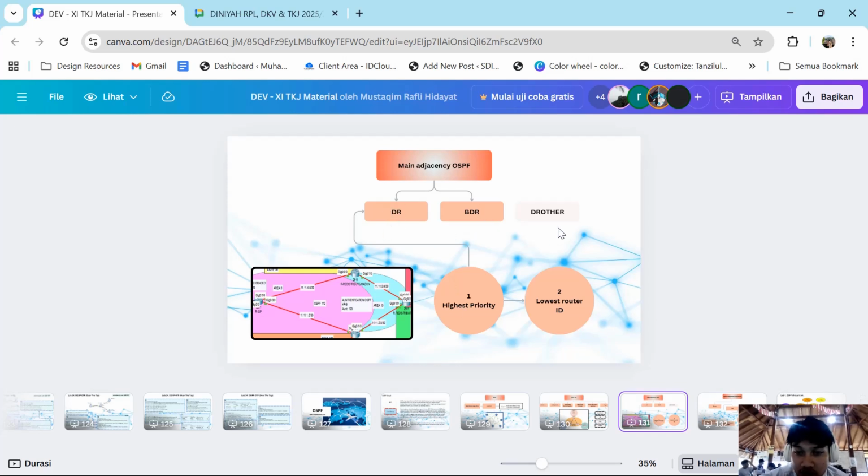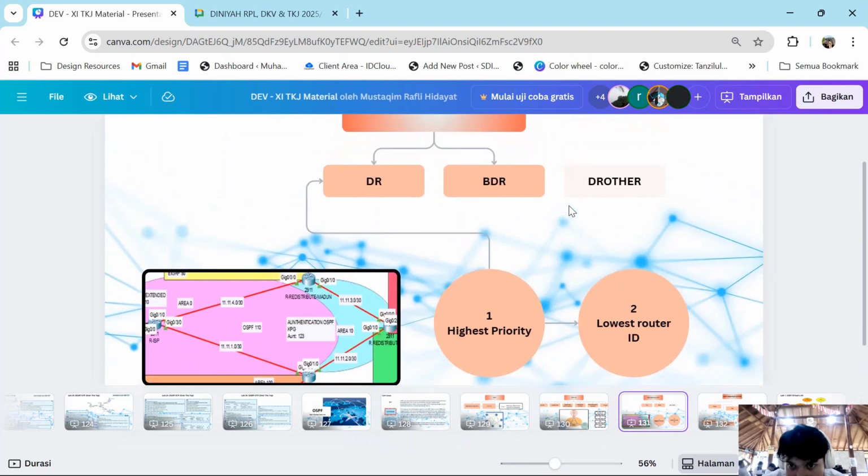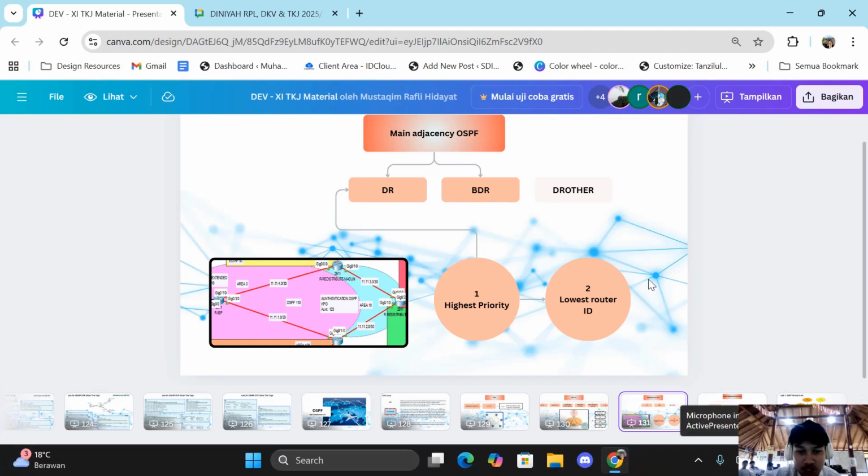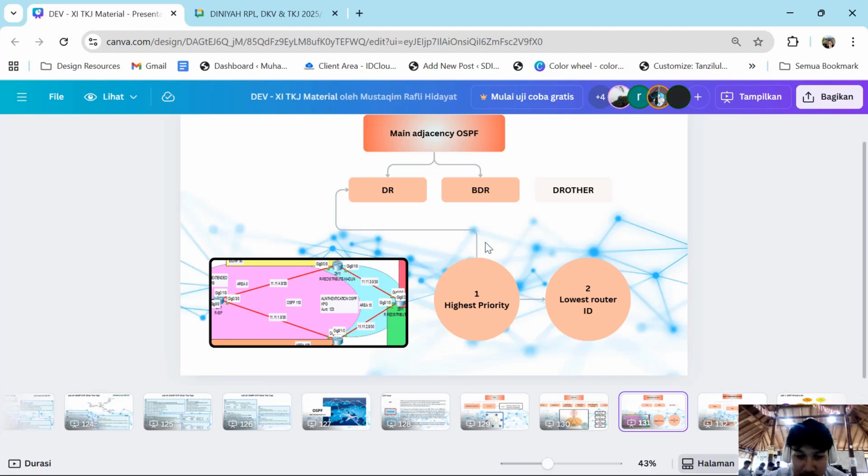Also there is DROther. DROther looks different. It is inside the area, but it is not the DR and not the BDR either. It is like a normal member, a normal router, so we can call it a member. Also there is highest priority.